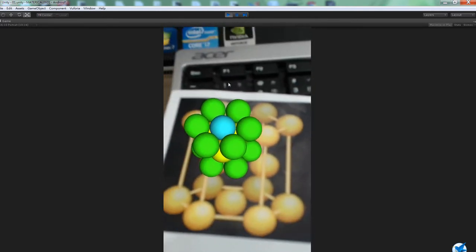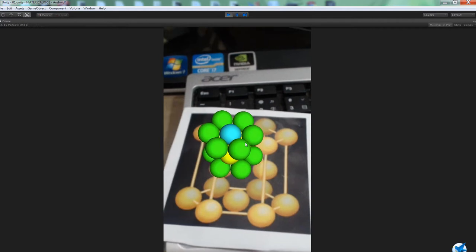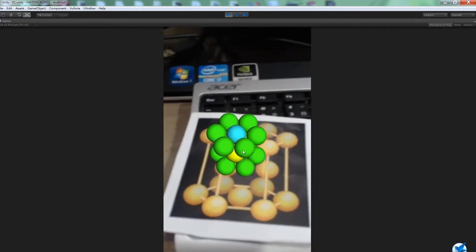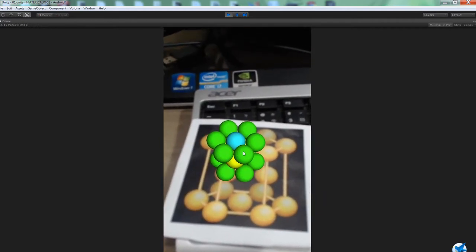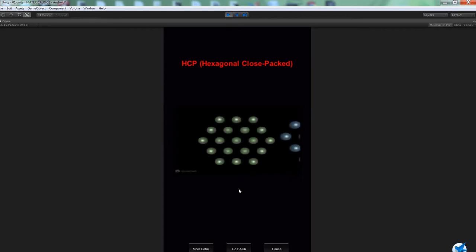There are 6 atoms in the hexagonal close-packed unit cell. Each of the 12 atoms in the corners of the top and bottom of the hexagonal close-packed structure has 3 layers of atoms. In each of the top and bottom layers, there are 6 atoms that arrange themselves in the shape of a hexagon and a 7th atom that sits in the middle of the hexagon.